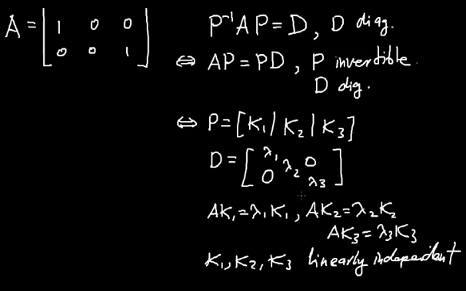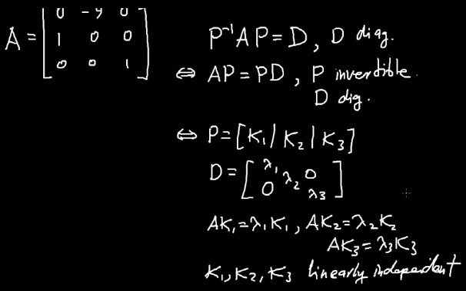Now, linear independence of the k vectors guarantees that none of them can be the 0 vector. If one of them was the 0 vector, then the 3 vectors wouldn't be linearly independent anymore. And since none of them is a 0 vector, and these equations hold, each k is an eigenvector for the matrix A, and each lambda in the corresponding column of the diagonal matrix is the corresponding eigenvalue.